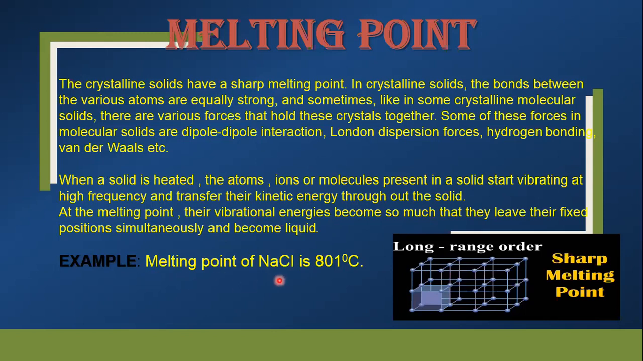For example, NaCl is a crystalline solid and it has a sharp melting point of 801 degrees centigrade. That is, it has a very sharp melting point. This is long range order and it is responsible for the sharp melting point of NaCl.